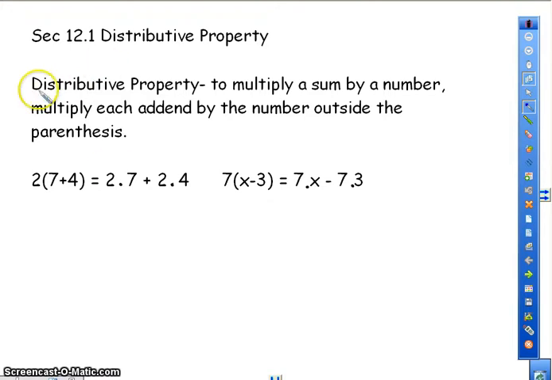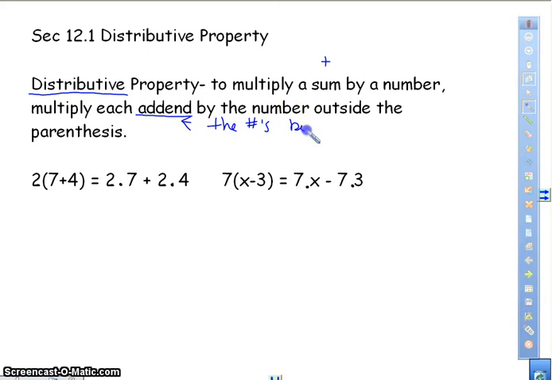Distributive property is basically what it sounds like. You're distributing a number, okay? So in words, it says to multiply a sum, remember a sum is an addition problem, by a number, multiply each addend by the number outside the parentheses. The addends are the numbers you are adding together. So these are the numbers being added.